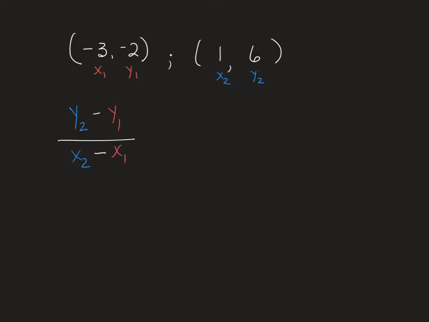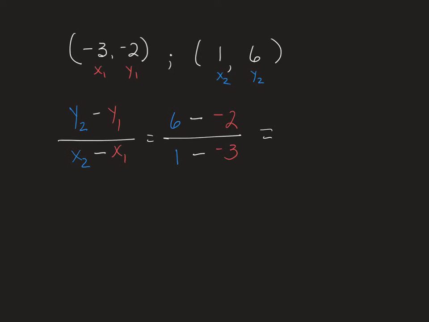So let's plug that in. My y2 is 6 minus, and my y1 is a -2, all over. My x1 is 1 minus, and that's a -3.